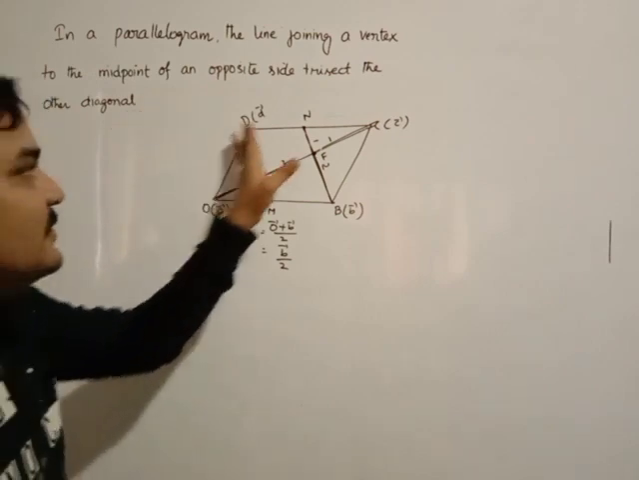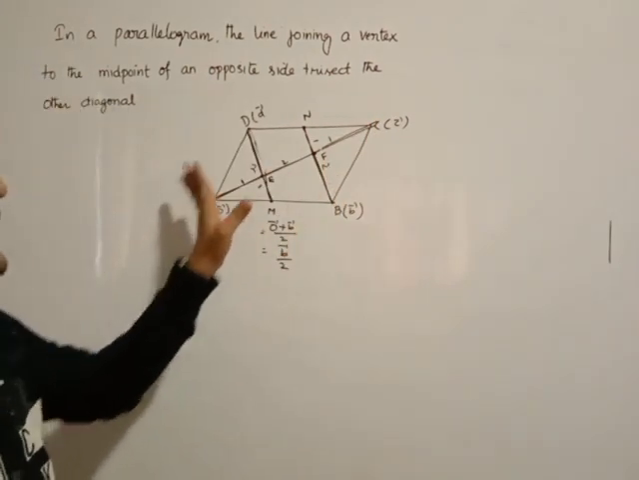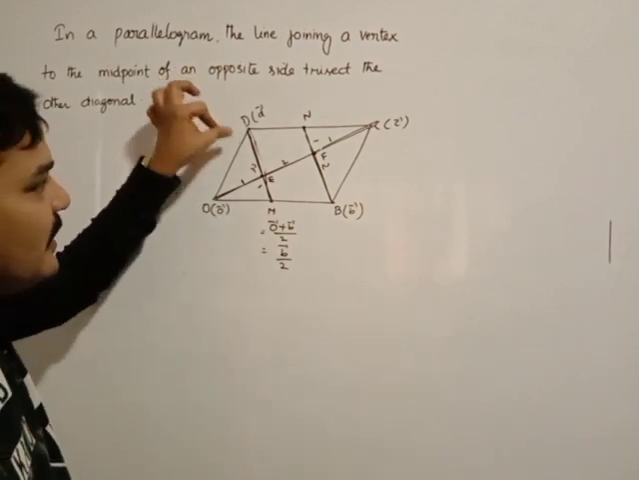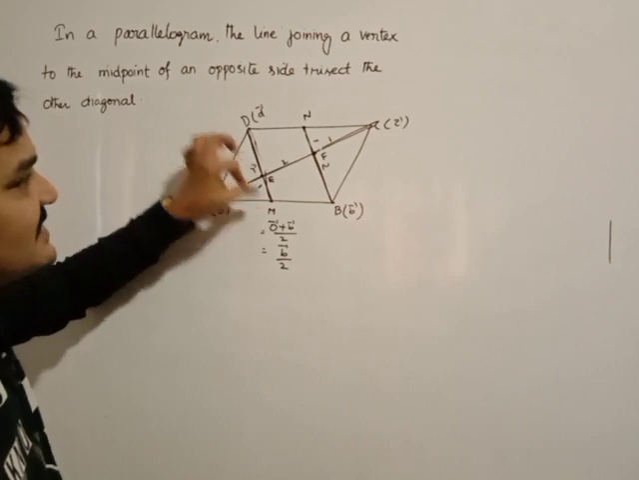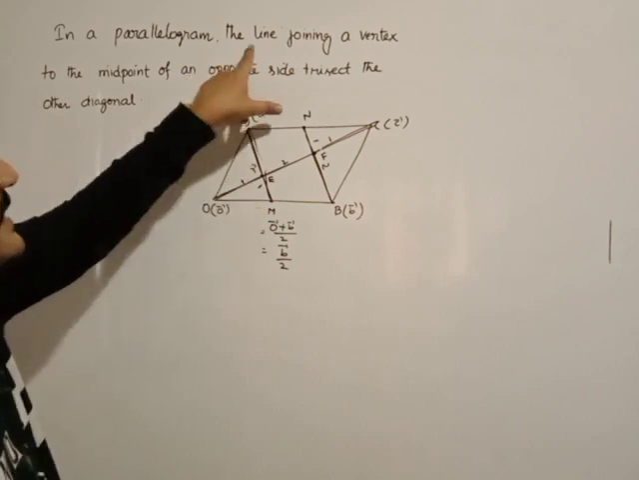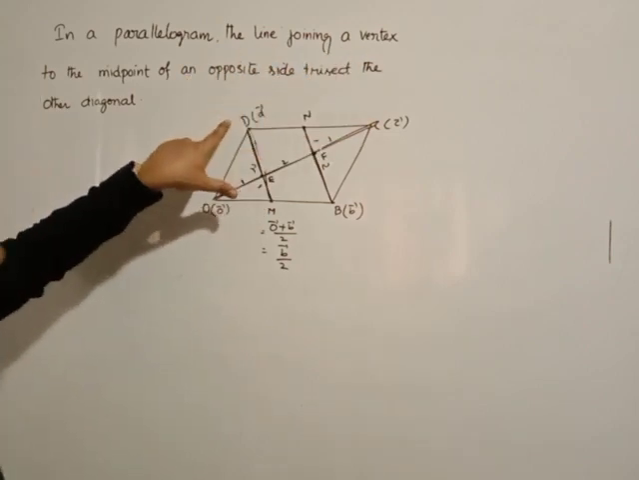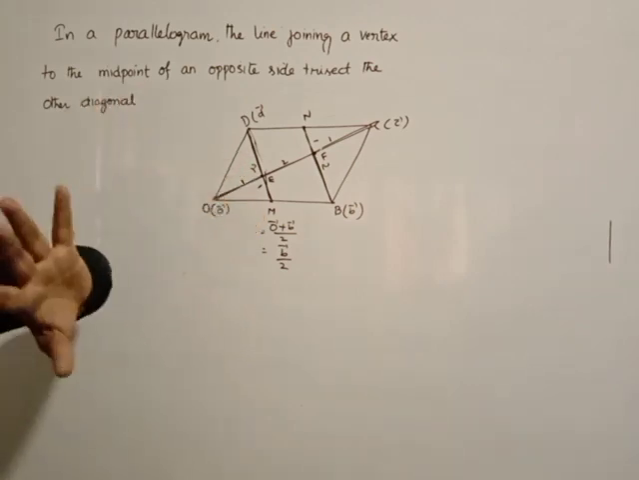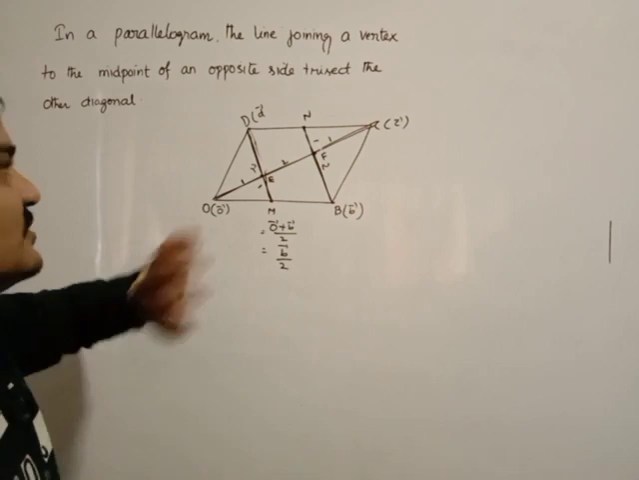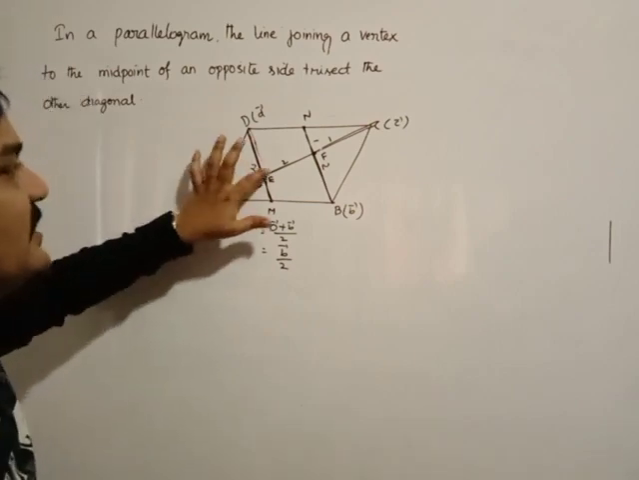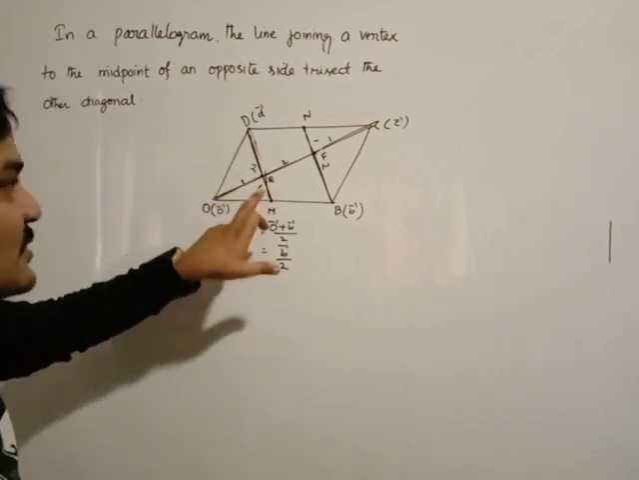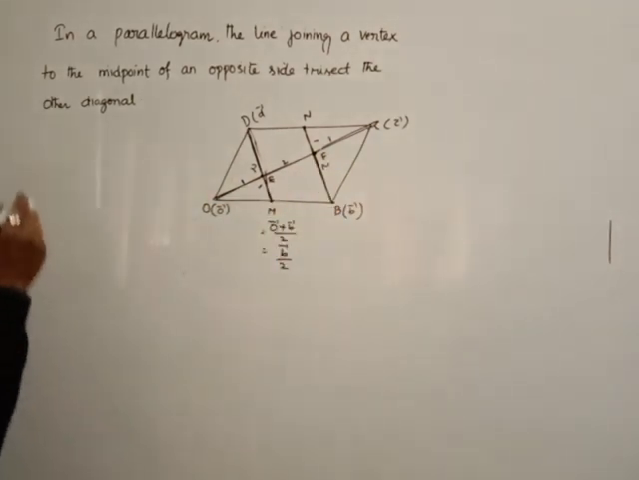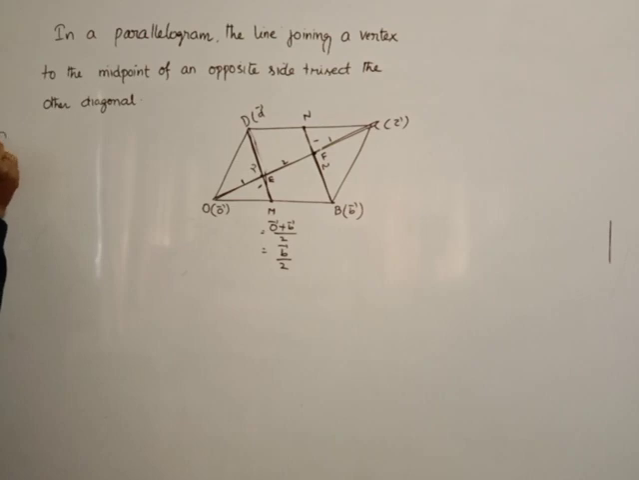That is the concept of this question. If you take any parallelogram, the line joining a vertex to the midpoint of an opposite side trisects the diagonal. Trisect means 2:1 or 1:2 ratio. We need to prove that. If this is 2:1, then automatically the diagonal is 1:2. So first of all, I will write down the theorem clearly.